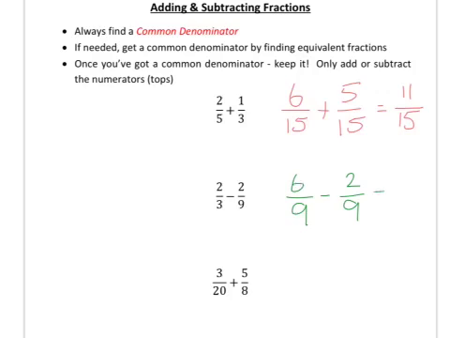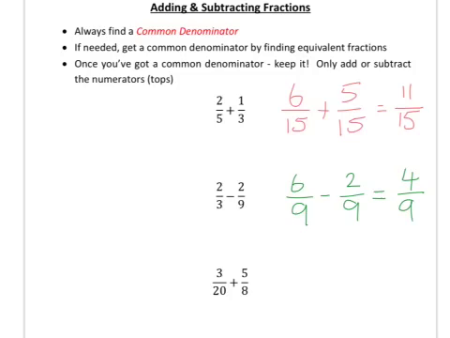We have a common denominator, and that denominator is 9. So it stays the same. 6 minus 2 is 4. 4/9. And with both these answers, you see, there's nothing that goes into the top and also into the bottom. Nothing goes into 4 and also into 9. So it's simplified as far as possible.